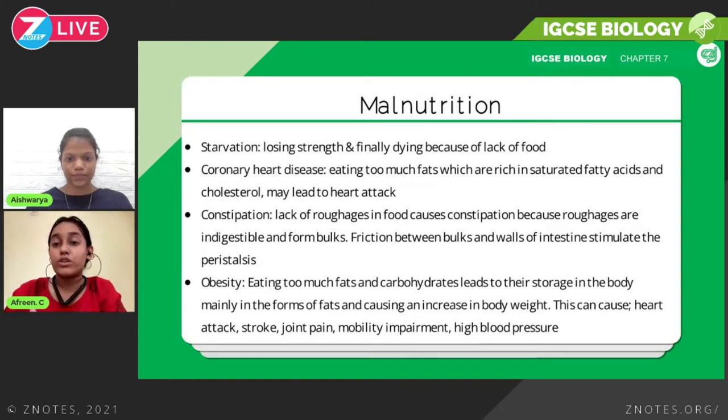The next one is coronary heart disease. Eating too much fat, which are rich in saturated fatty acids and cholesterol. This piece of detail is not important, but what you need to know is eating too much fats may lead to heart diseases because they clog your coronary arteries. Coronary arteries are basically arteries on your heart. This is something you'll learn more about in chapter 9, I think, but that's the transport in humans chapter.